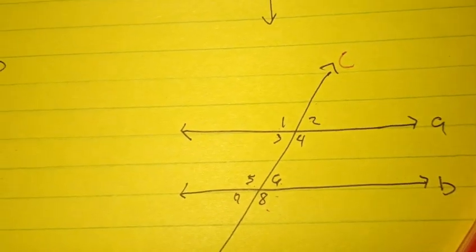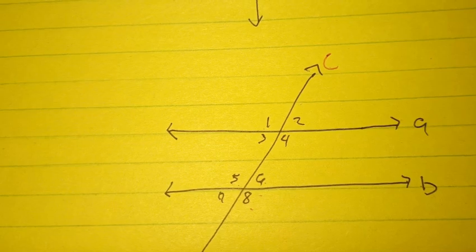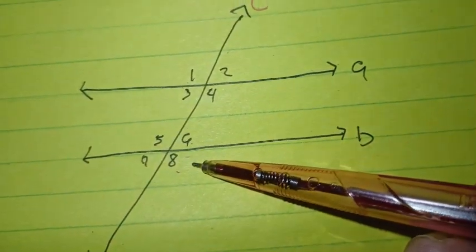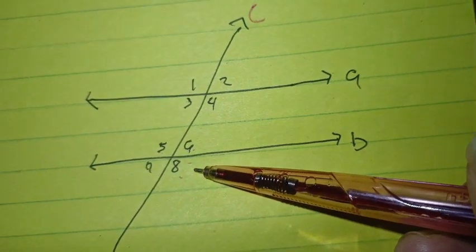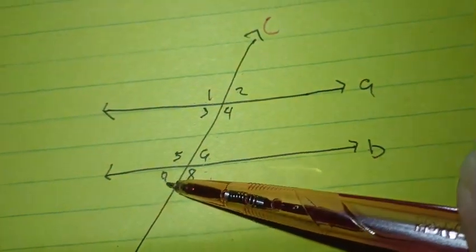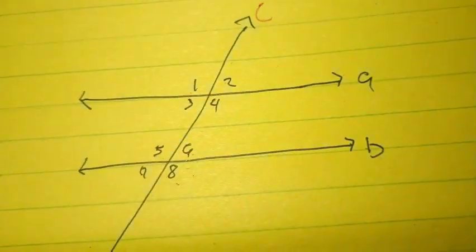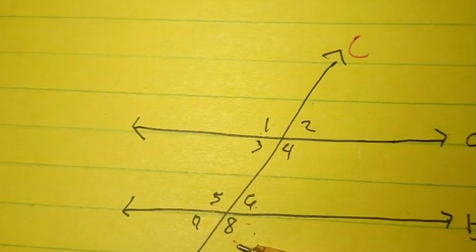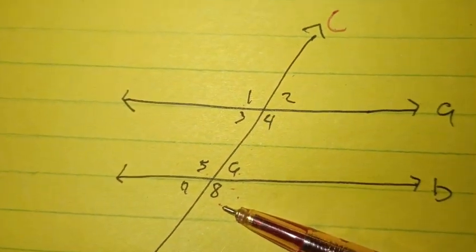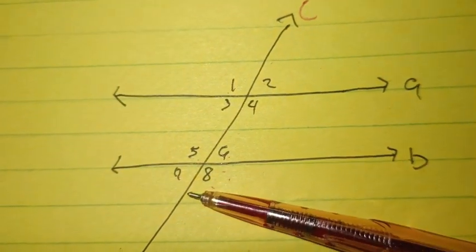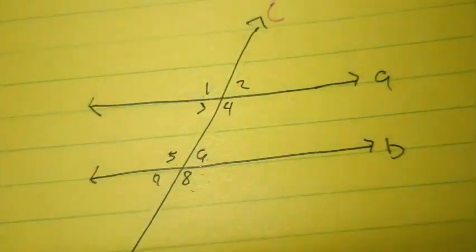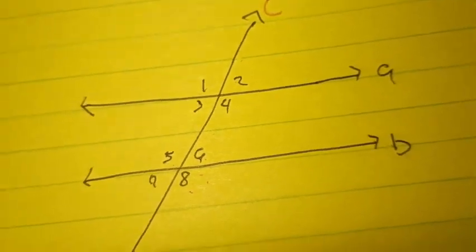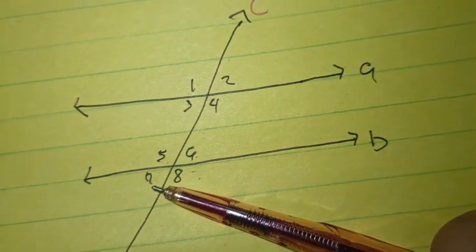Now, the next term you need to be familiar with are the corresponding angles. Angle 2 and angle 6 are corresponding angles. Corresponding angles are congruent. Angles 1 and 5 are corresponding angles. 4 and 8 are corresponding angles, and 3 and 7 too. So angle 4 is congruent to angle 8 and angle 3 is congruent to angle 7. Those are the corresponding angles.